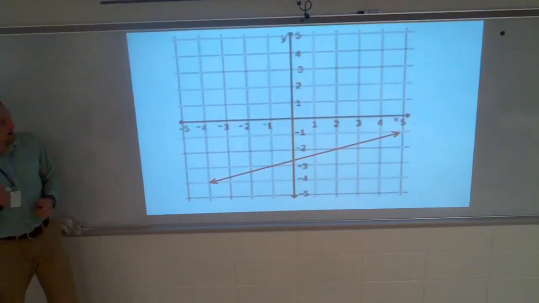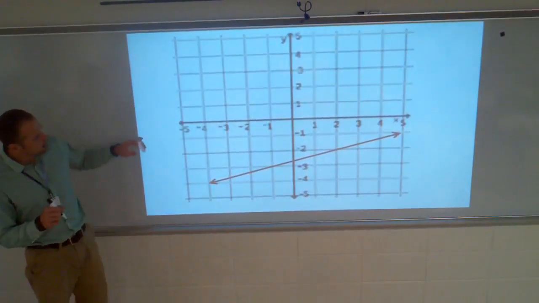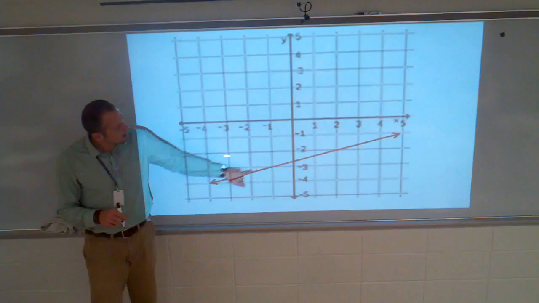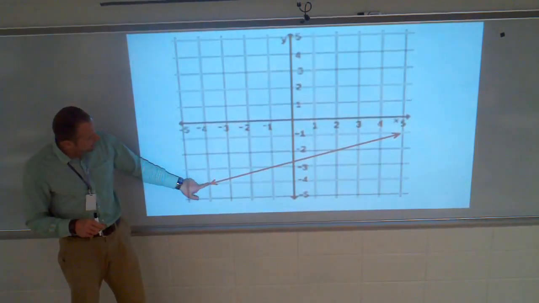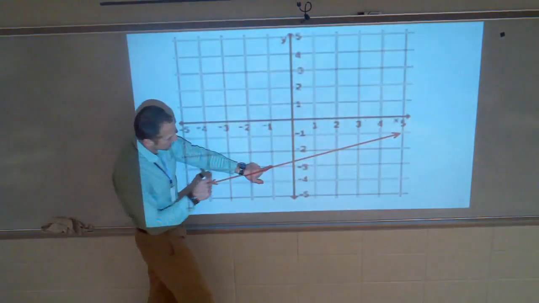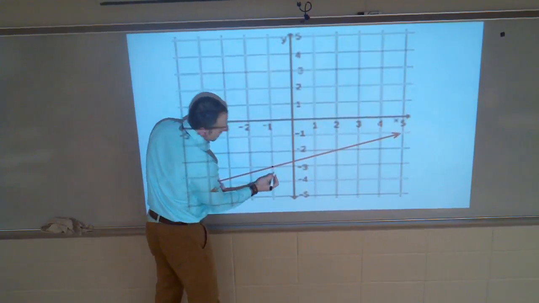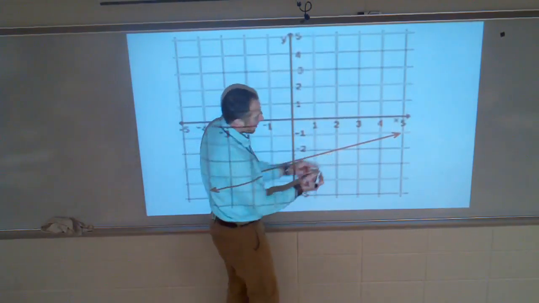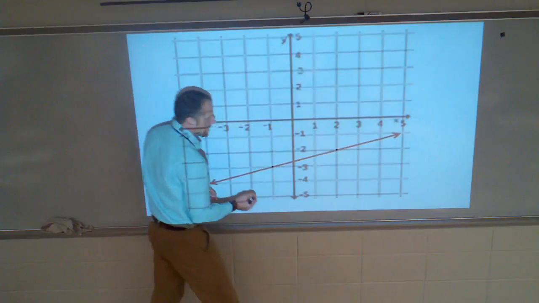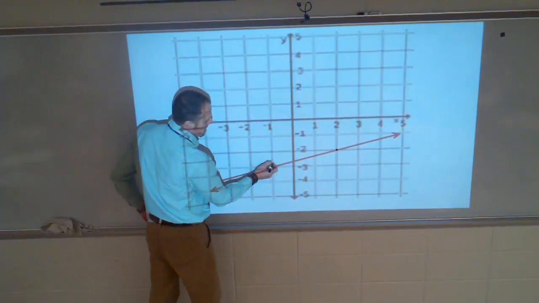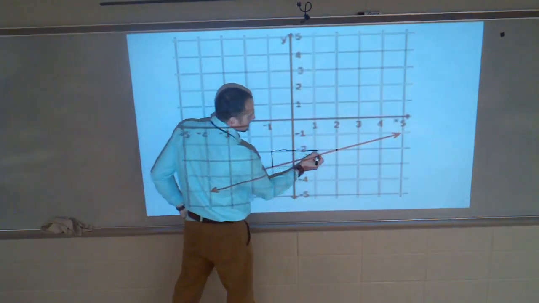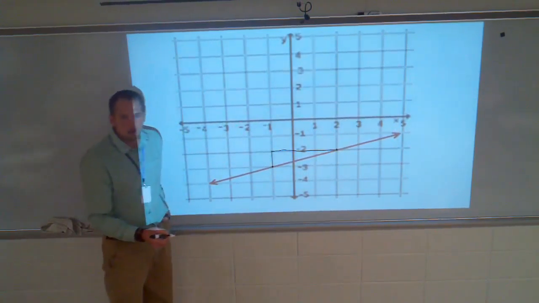Slope is rise over run, up over over, change in y over change in x. So I'm going to find on this point, I need to find where it crosses at an intersection. Right there it crosses. Right here it crosses. Now, make a triangle. Stay on the lines as you make your triangle.